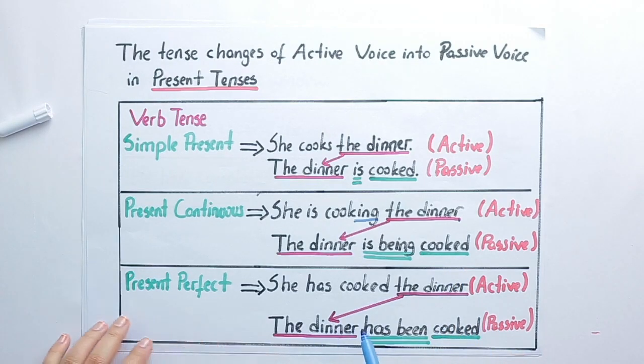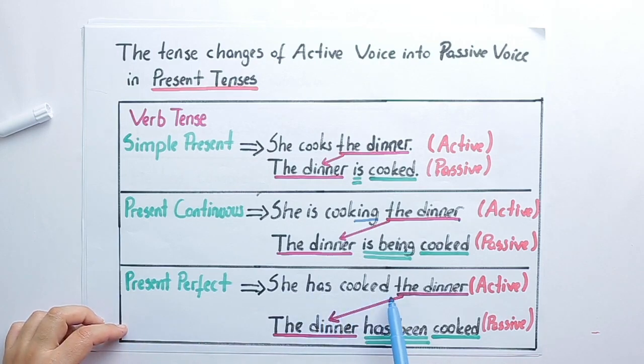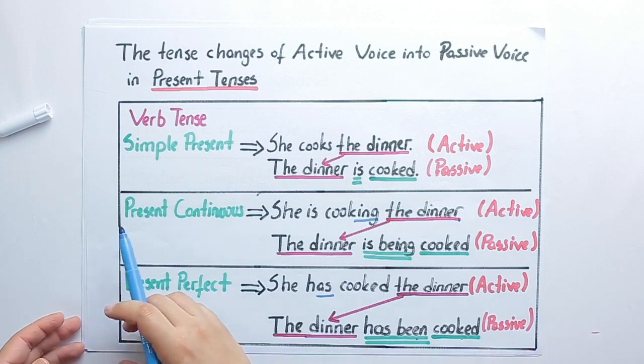In present perfect, she has cooked the dinner. We have has and the verb 3 as well. The dinner has been, okay, after have or has, we have been now, and then verb 3 again. Cooked. The dinner has been cooked.